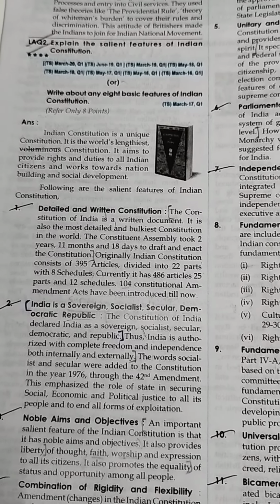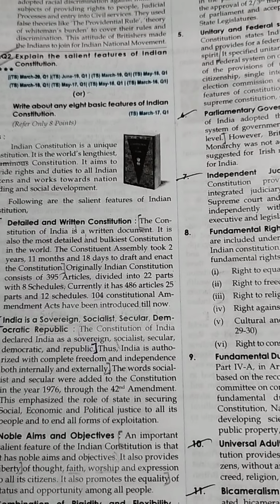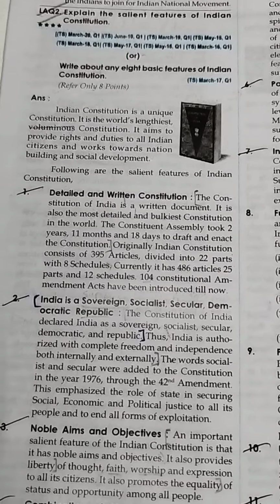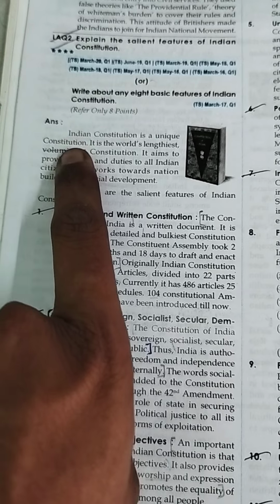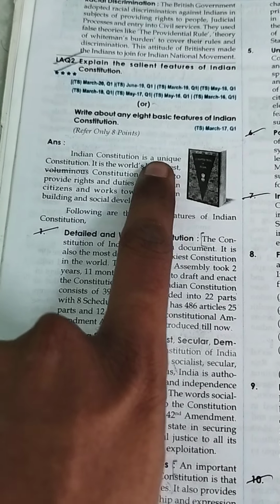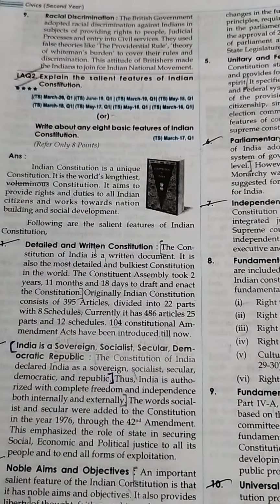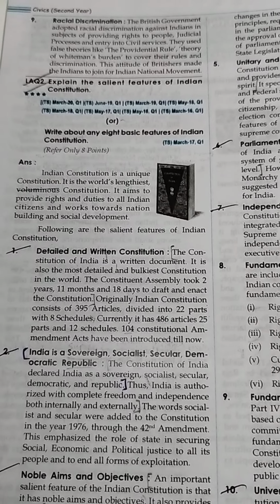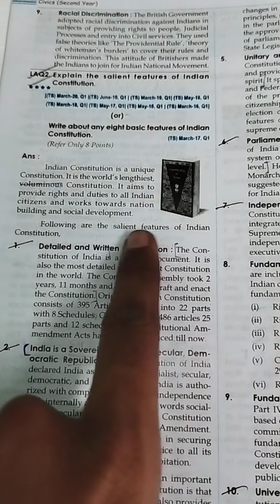Indian Constitution. First we have to define what the Indian Constitution is, and next we have to explain the features of the Indian Constitution. The Indian Constitution is a unique constitution. Unique means what? Different. It is the world's lengthiest constitution.